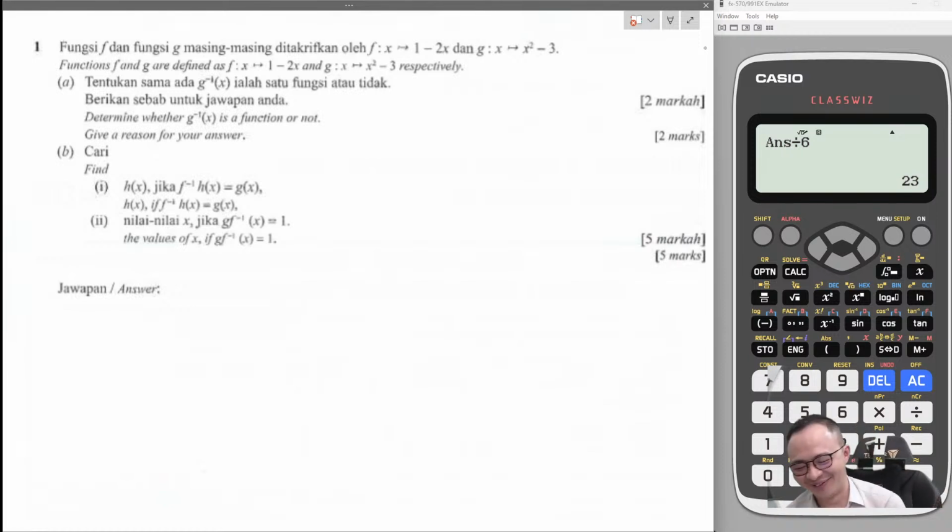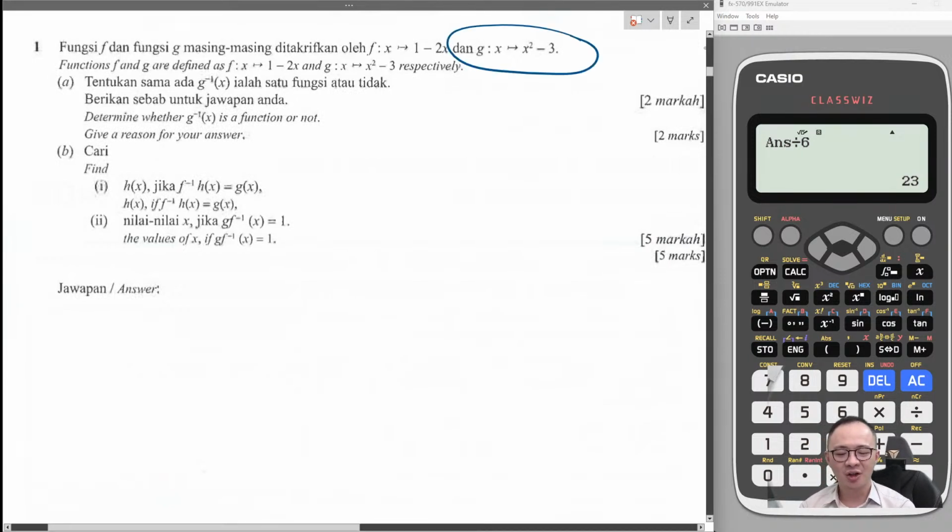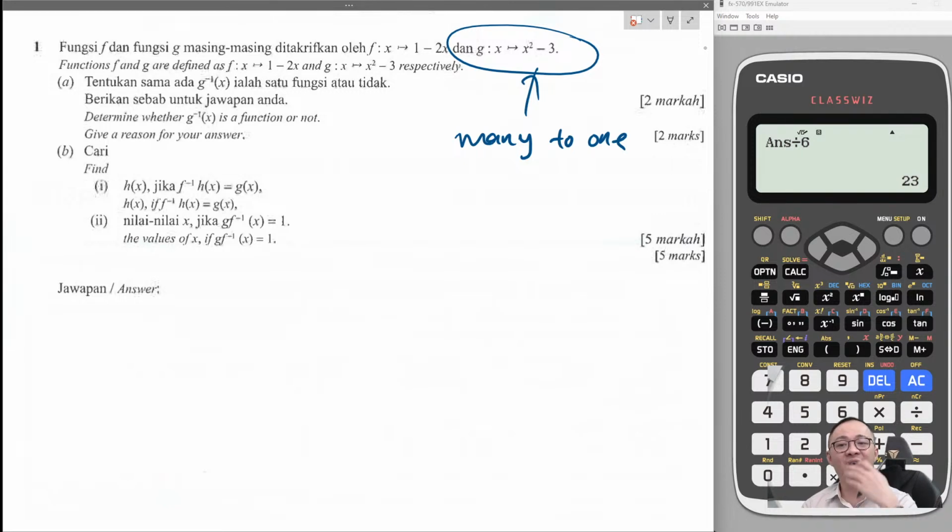Let's go to question number 1. Okay, so this one: determine whether G inverse is a function or not. Gx is a many to one function, and we all know many to one cannot have an inverse. So therefore, G inverse is not a function. I would say G inverse doesn't exist, because saying G inverse is not a function sounds like a grammar mistake. G inverse does not exist.